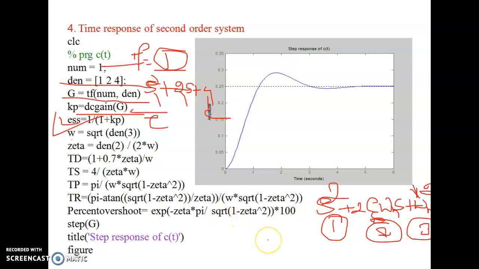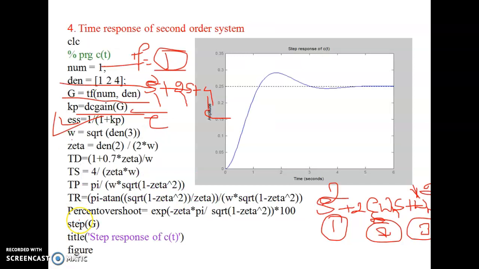So we have to write the delay time, rise time, peak time, and maximum peak overshoot. Then the step response of the second order system. Then you have to obtain the step response curve of the complete transfer function. Step is equal to step of g, the step response c of t. Then we will get the figure. Then you have to discuss the next program.